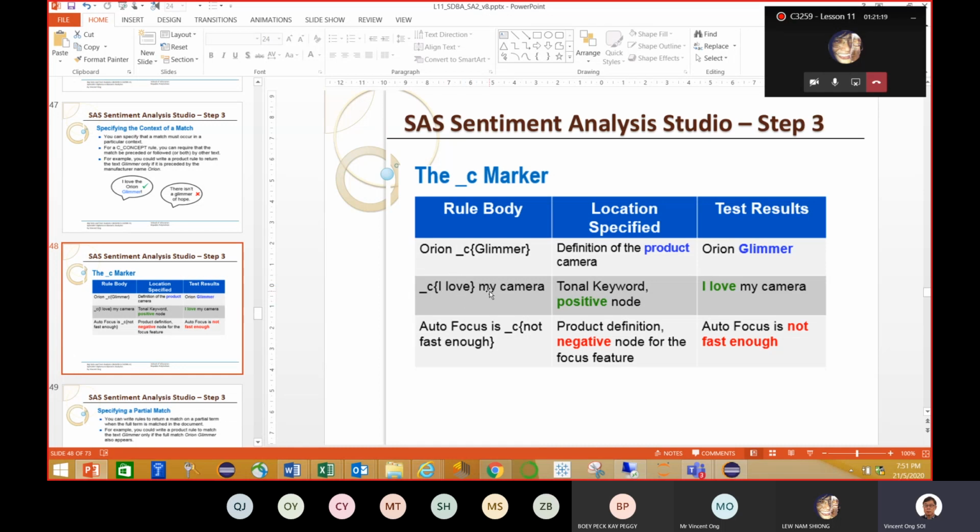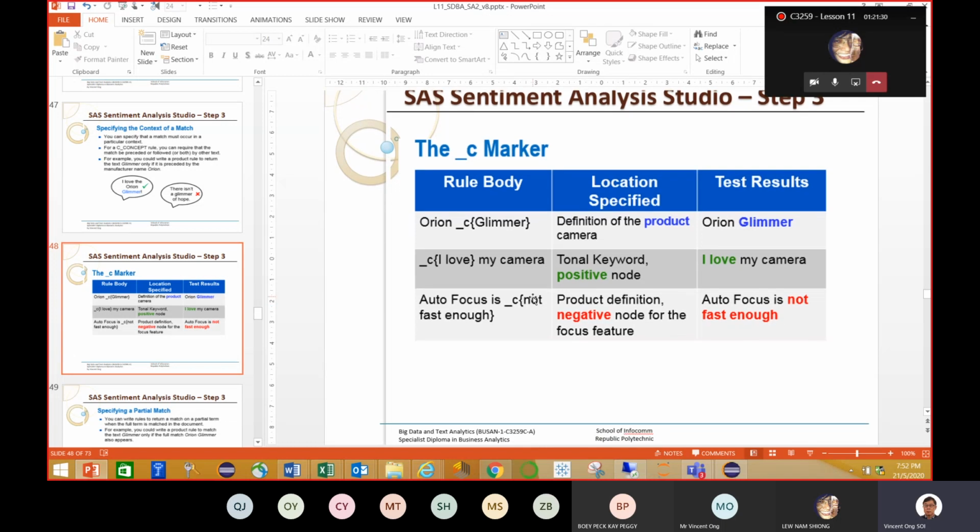I love followed by my. So very specific. So we have to be careful. Depending on what kind of document, sometimes we have to be very specific, and sometimes we cannot be too specific, otherwise we become too tight.